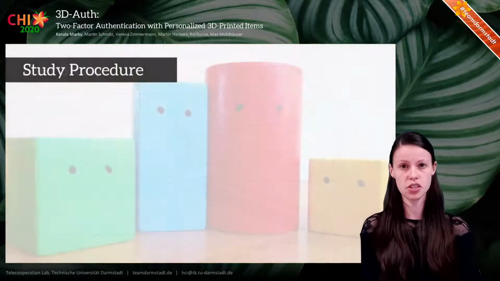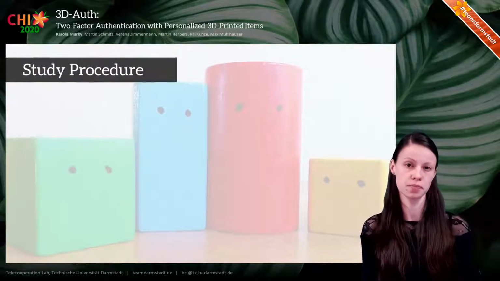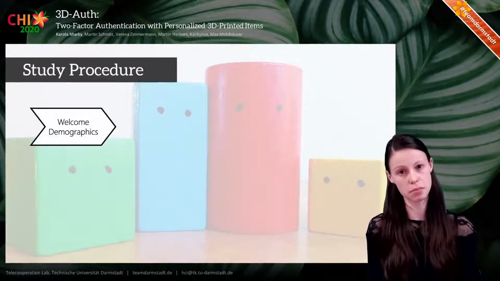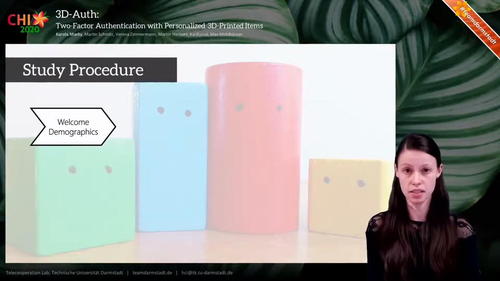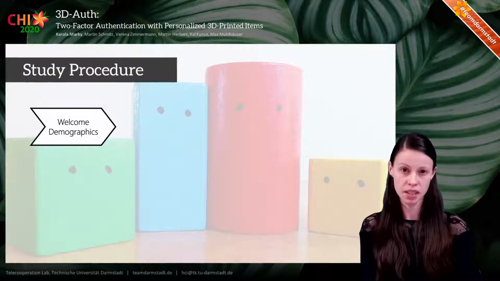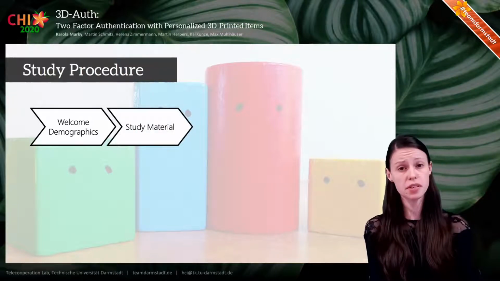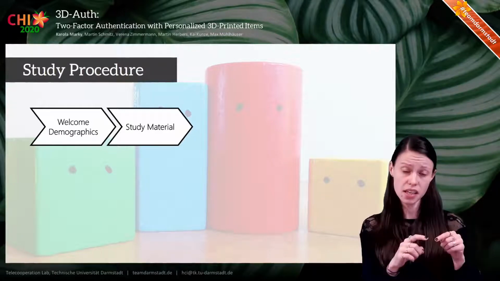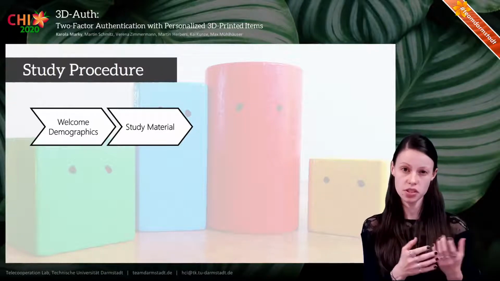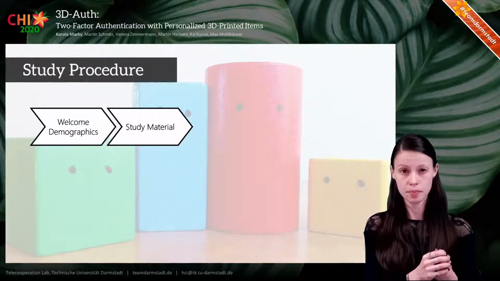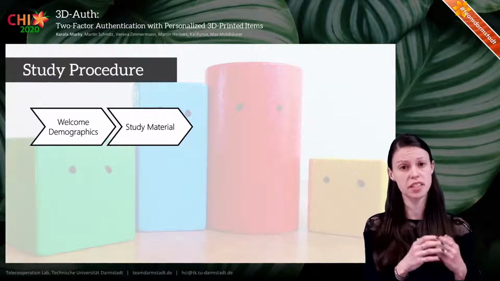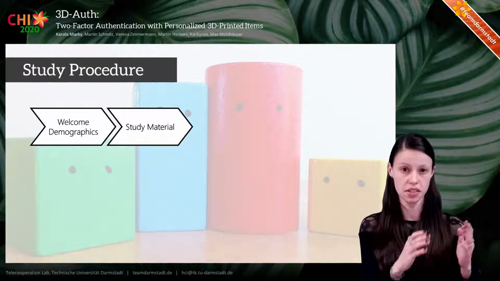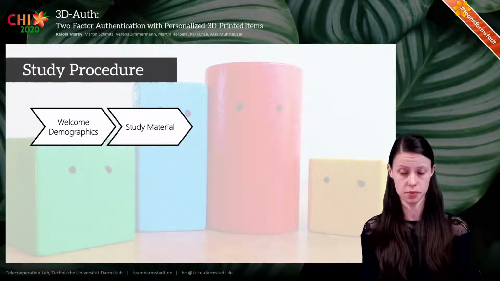The procedure of our user study was as follows. First of all, we welcomed the participants to our lab and we asked them to provide demographics. Then we explained the user study material to them. Basically, that consisted of 5 different intent cards, and each card had a description on how to authenticate with the 3D-Auth item. We did this to have a standardized possibility to communicate this with the participants.